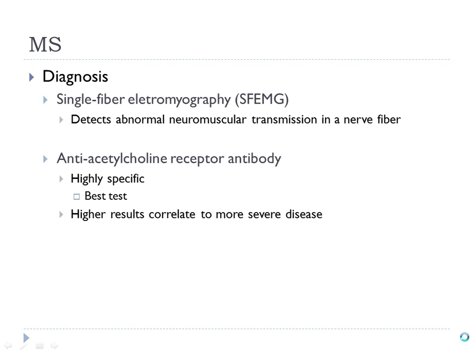There is also an electromyogram that can be done, and it simply detects abnormal transmission of the nerve fiber. There's an anti-acetylcholine receptor antibody test, and that is a very good test for MG. That tells us if there are antibodies there that are breaking down those acetylcholine receptor sites. The more severe the disease is, the higher this antibody number is going to be.